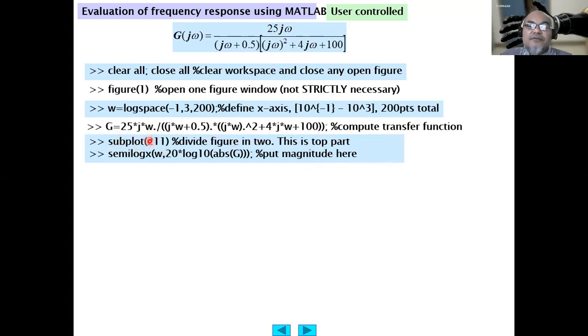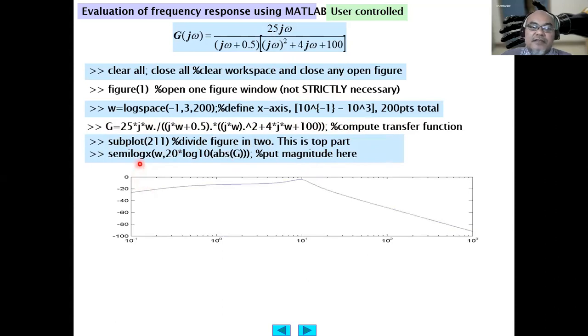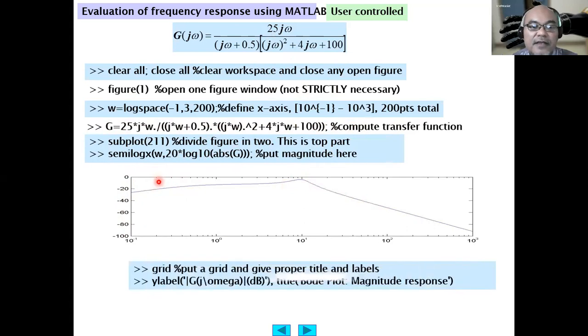Then subplot 2 by 1, this divides the figure, using semilogx for the x-axis. So W, 20 times log 10 of the absolute value of G. So this is the magnitude. Then grid, to put a grid here, and the y label will be in decibels. The Bode plot, the magnitude in decibels.